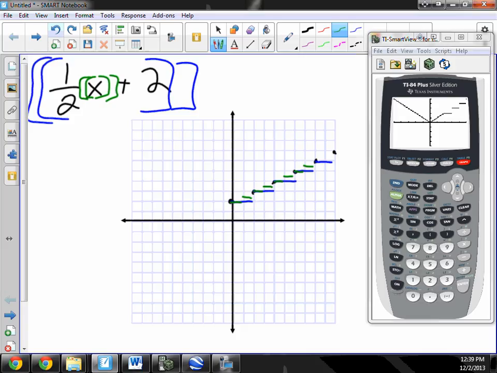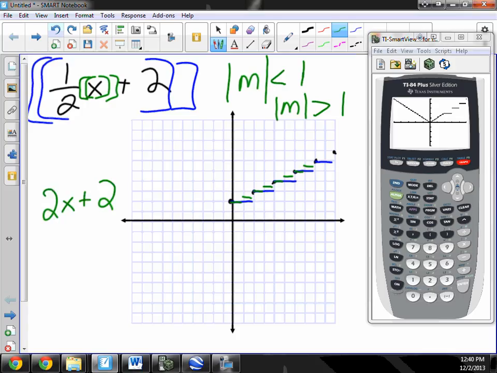And something we learned when I taught you this on Tuesday, which I didn't know, is the rules kind of flip when you change from a 1/2 to like a 2. So if your slope, if your m value is less than 1, and really the absolute value of m, because negative 1/2 would have the same rules, that's different than if the absolute value of m is greater than 1. So if I had 2x plus 2, the big brackets would have a shorter graph, and the short brackets would have a longer graph.